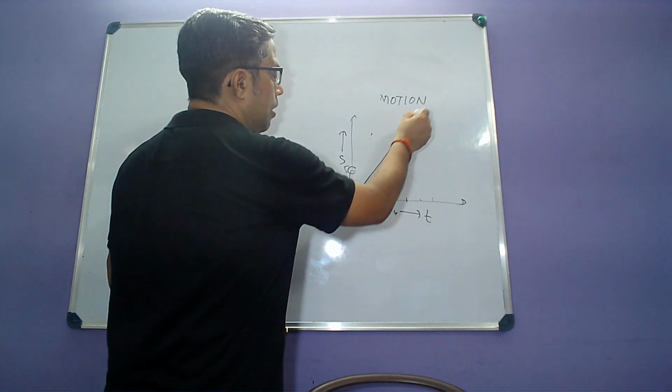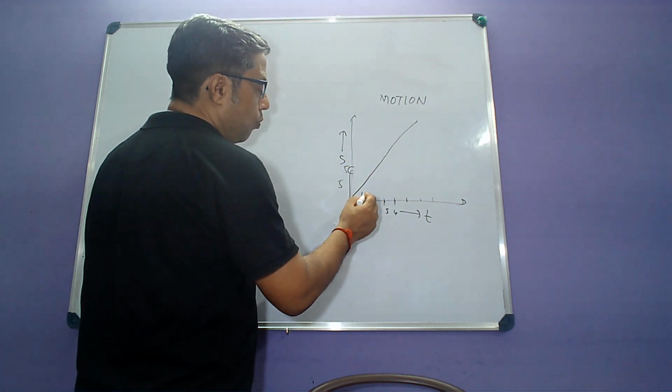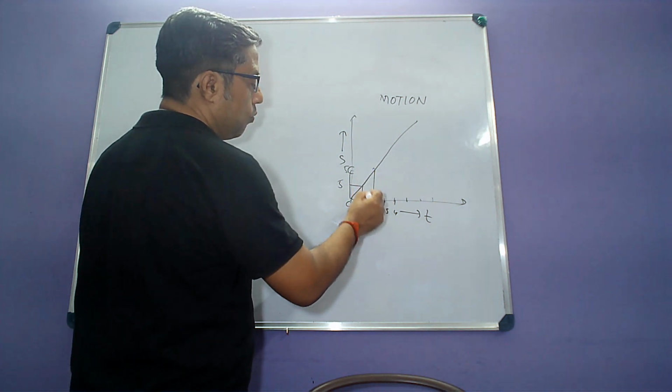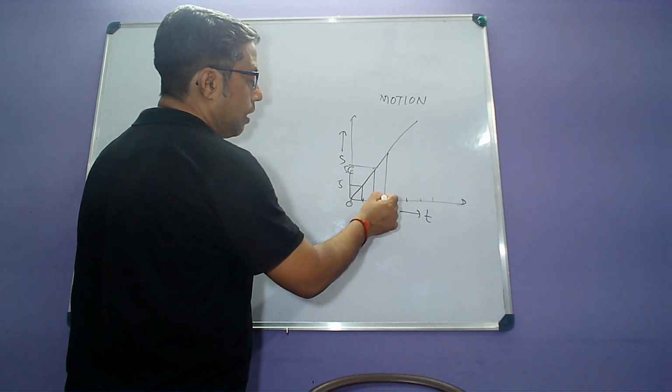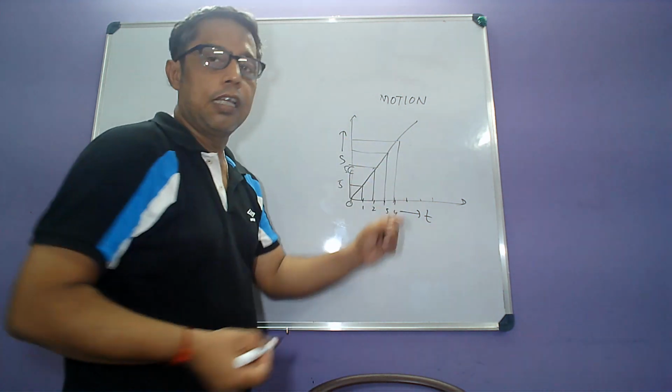So let's say this is a straight line graph between distance and time. The object is moving, which means if you see, when t was 1, this is the distance; t2, this is the distance; t is 3, this is the distance. So with time the position of the object is also changing.